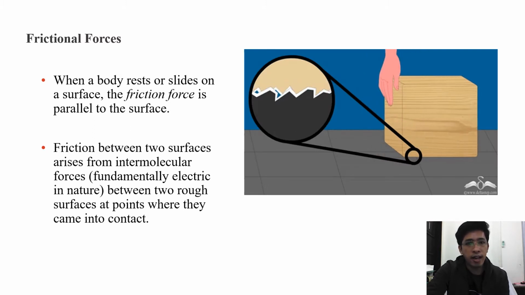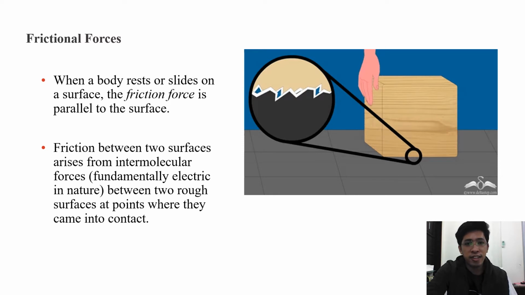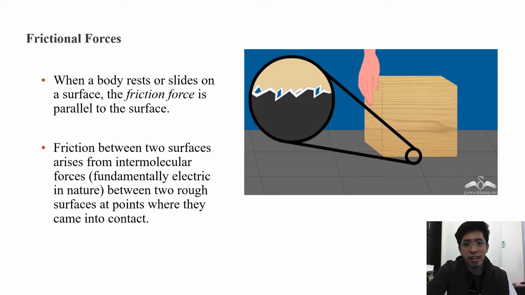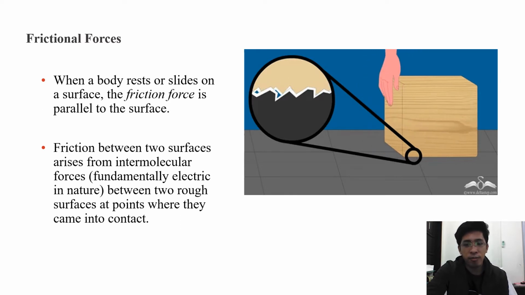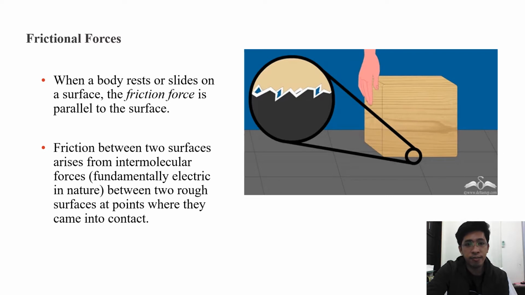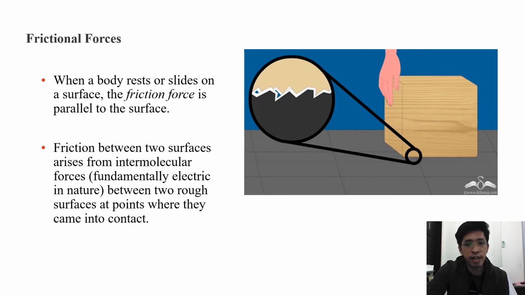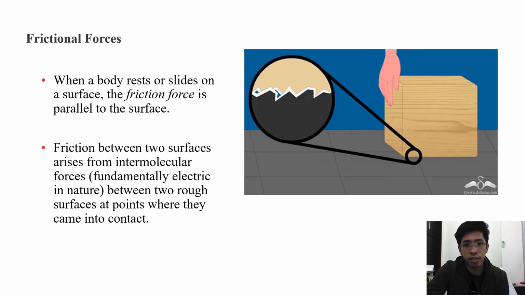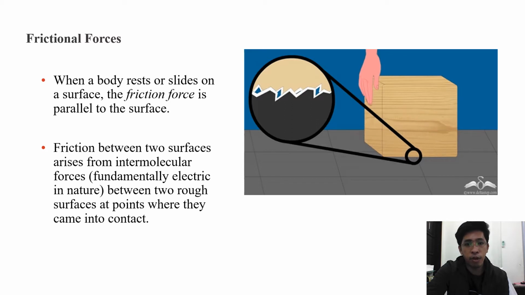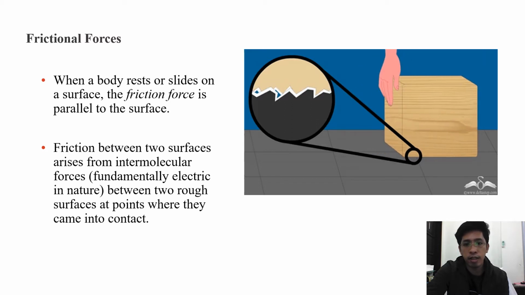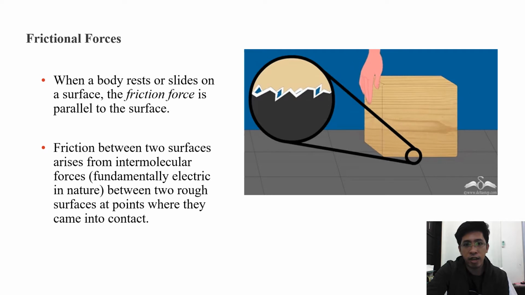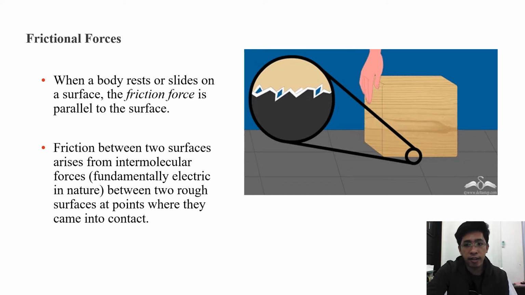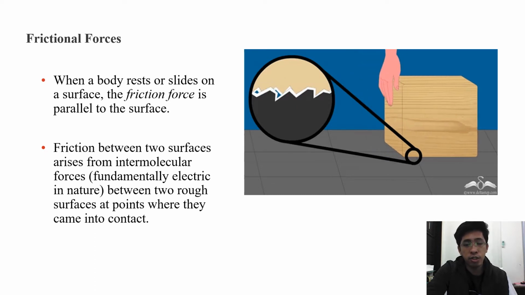Now, when a body rests or slides on a surface, the friction force is parallel to the surface. We've already discussed this in lesson 5.1, the first part of this lesson. Friction between two surfaces arises from intermolecular forces, and frictional forces are fundamentally electric in nature, between two rough surfaces at points where they come into contact. What you can see in the image is how the two surfaces come into contact, and the friction arises from the contact between these two surfaces.